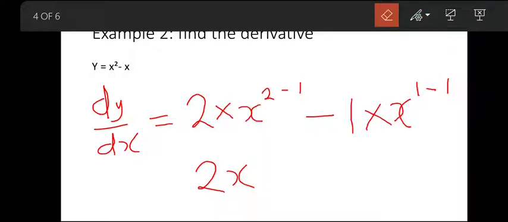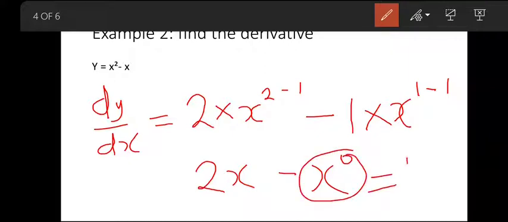So now we have 1 times x, which is minus x, and 1 minus 1 is raised to power 0. So anything raised to power 0 is same thing as 1. So therefore our answer is 2x minus 1. So the derivative of x squared minus x is 2x minus 1.